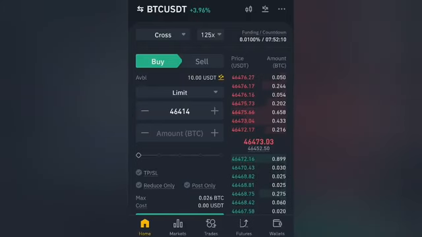Now let me show you how to short on futures. You will have to click on sell. When you click on sell, the strategy here is short selling. When you use short selling, you are making money when the price of the asset is going down. I'm going to show you exactly how that works right now.